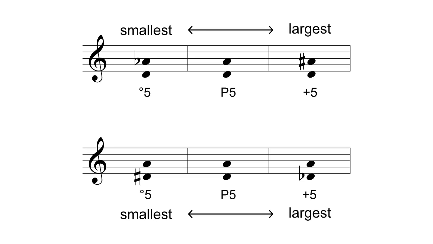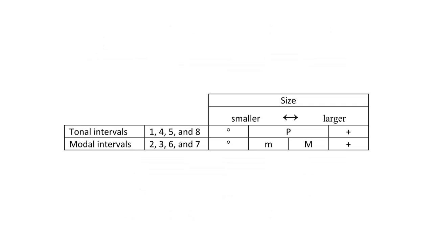Tonal intervals can be raised or lowered according to the fulcrum from smallest to largest, diminished to perfect to augmented. The quality fulcrums for tonal and modal intervals are summarized in this table. Commit them to memory to improve your interval recognition.